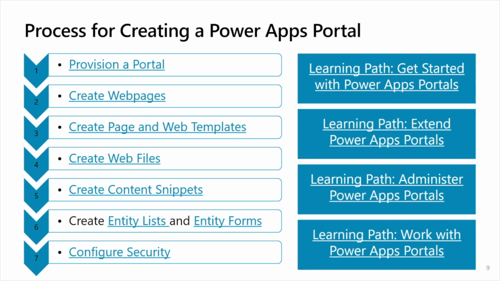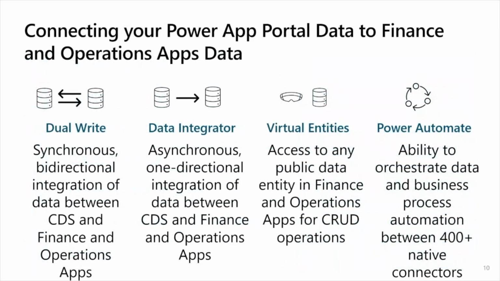So one thing that's important to note when you're going to use Power Apps portals with your finance and operations apps is you're going to need to define how that data is going to get into your portal. So there are 4 basic ways. We talked about this in our last session as well, so I'm not going to spend a lot of time here, but there are 4 basic ways that we can orchestrate the data between your portal in the Common Data Service and your finance and operations apps.